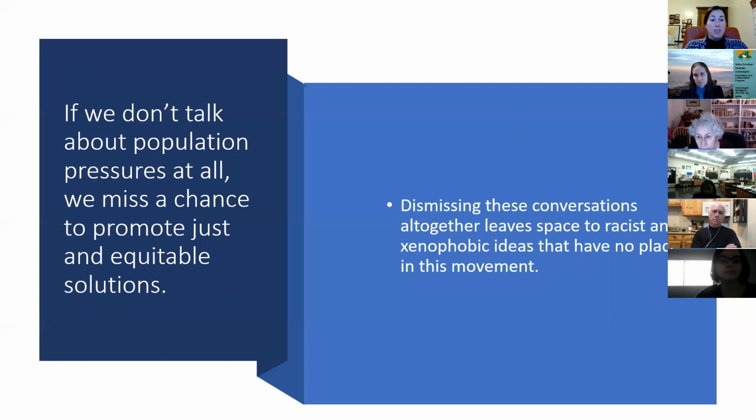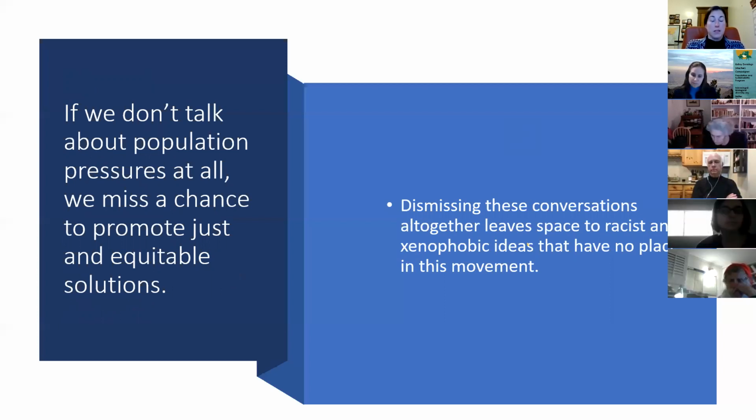And again, if we don't talk about population pressures at all, we miss a chance to promote the just and equitable solutions. So by dismissing these conversations altogether, that leaves space for racist and xenophobic ideas that we do not believe has any place in this movement. So even if the conversations are tough, it's important to have them when you're putting out the good solutions. And there's, understandable, all the reasons I cited earlier of, like, if people think this conversation is racist or eco-fascist because of what's been done. But if you're putting forth good solutions, that helps change the conversation.